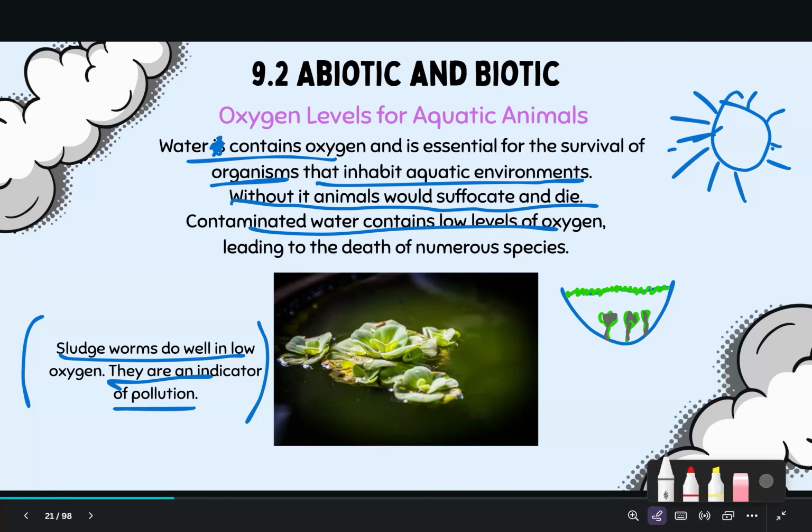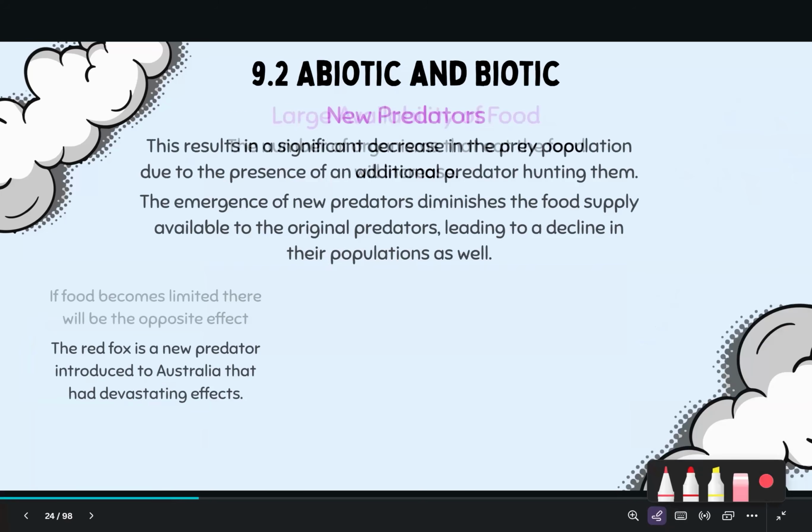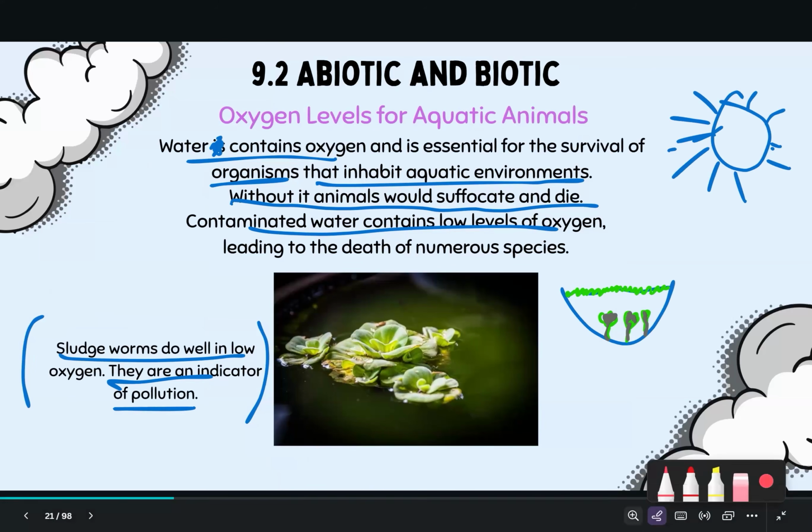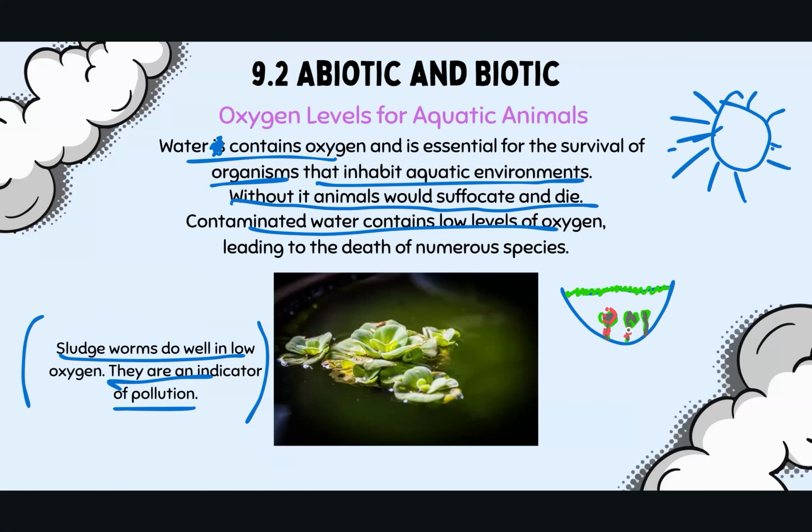And also, the microorganisms start feeding off the dead plants, and because now you've got lots of microorganisms there, they use up all the oxygen. That makes the water oxygen deficient, and things like fish die off.